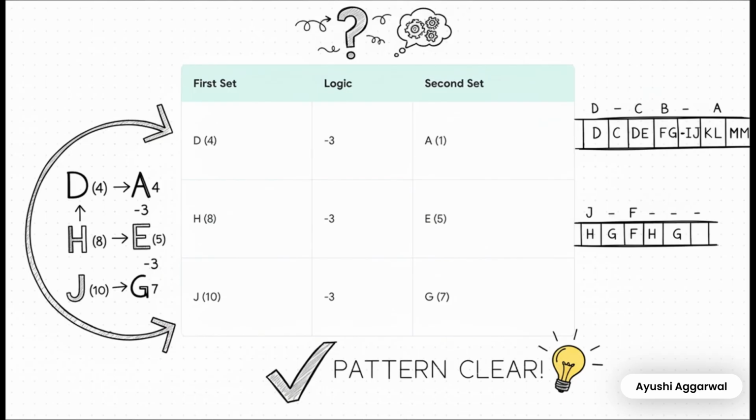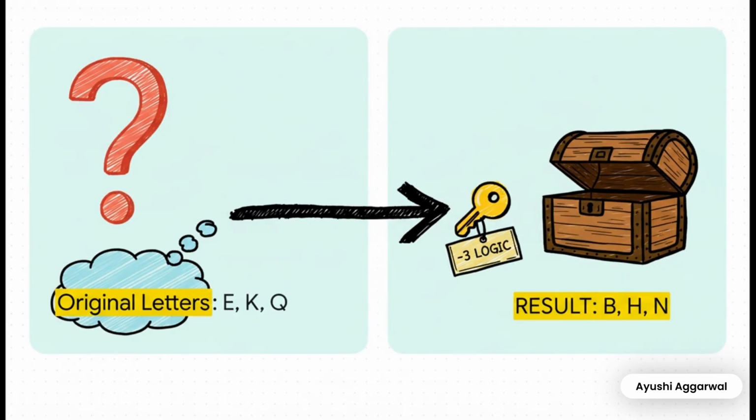We just have to move each letter 3 positions back. So, let's apply our -3 magic rule to our question EKQ. E is the fifth letter. 5 minus 3 is 2, which is B.